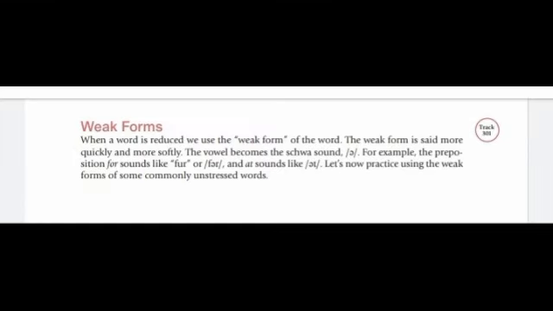Weak forms. When a word is reduced, we use the weak form of the word. The weak form is said more quickly and more softly. The vowel becomes the schwa sound. For example, the preposition "for" sounds like "fur." "For" is the strong form, "fur" is the weak form. And "at" sounds like "it." "At" is the strong form, "it" is the weak form.